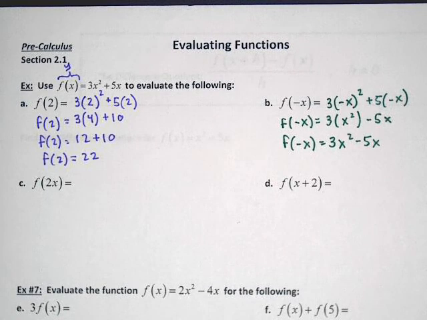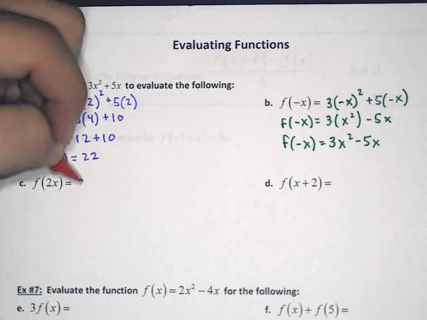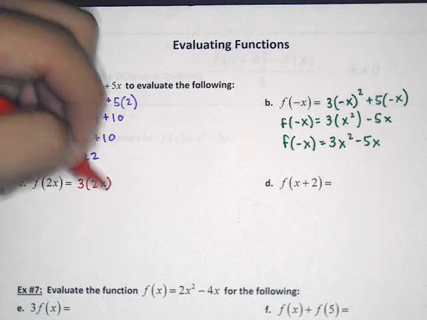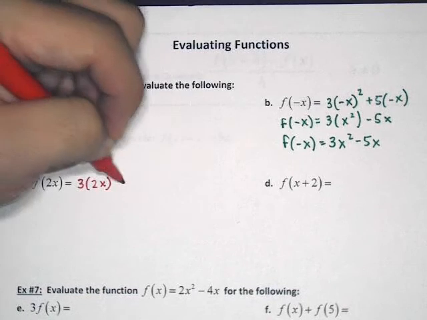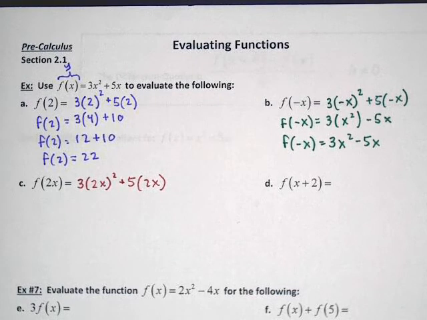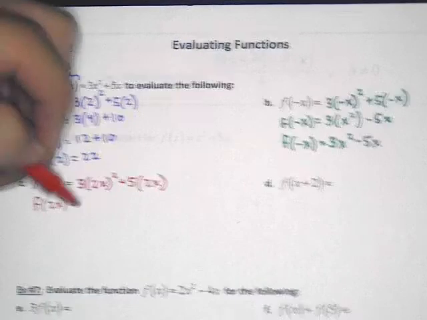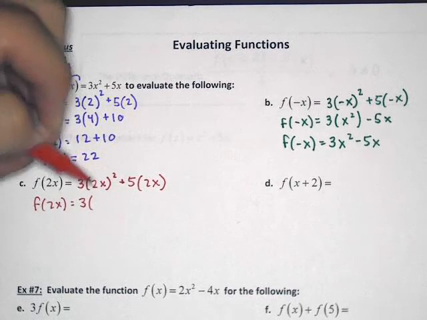When we look at C, again, it's the same exact thing. We just have to be careful that we replace the x in the original function completely with 2x. So, 3 times 2x squared plus 5 times 2x. Let's see here. F of 2x. We'll keep the 3. We have to square everything in here.